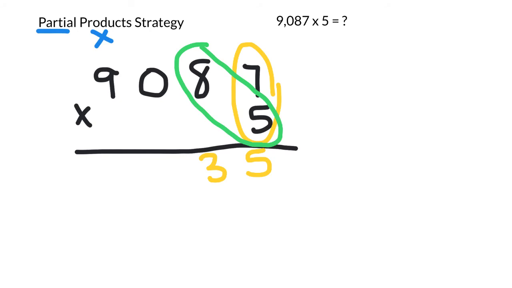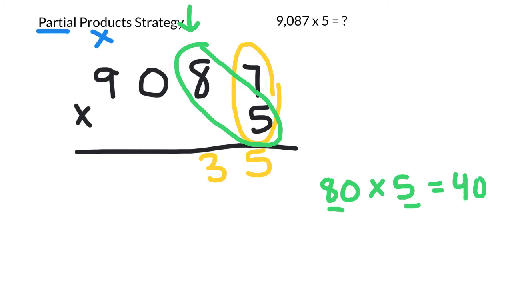Here I have 8 times 5, but this 8 is in the tens place. So it's not 8 times 5, it's actually 80 times 5. So I can use my zeros trick when I'm doing 80 times 5. I can think inside my brain, what is 8 times 5? 8 times 5 is 40, and then I can take my 0 and put it on the end. So 80 times 5 is 400.